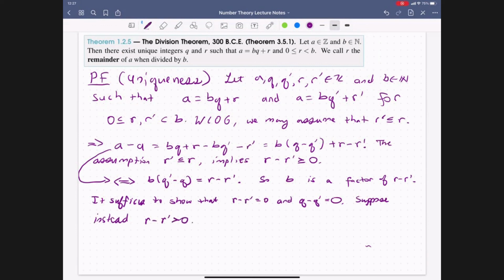Now, if it's positive, Lemma 1.2.1 from this lesson will tell us that because R minus R prime is positive and B is a factor, we have that 1 is less than or equal to B, which is less than or equal to R minus R prime. And so we have this statement here. But what's the problem now? We have 1 is less than or equal to B, which is less than or equal to R minus R prime.